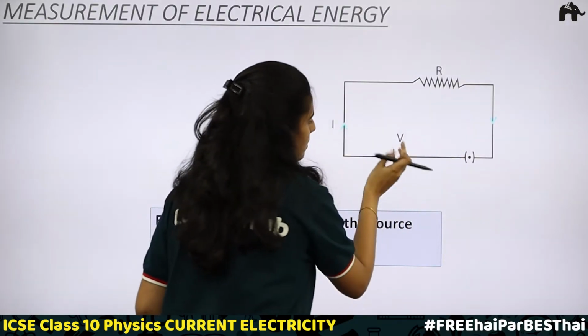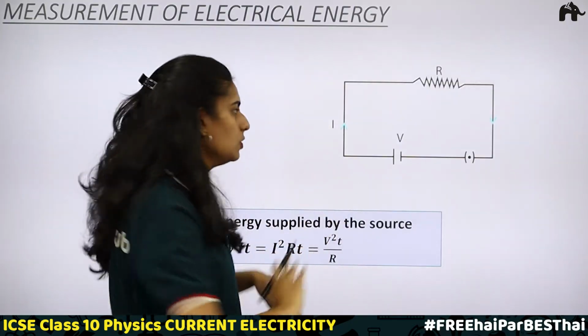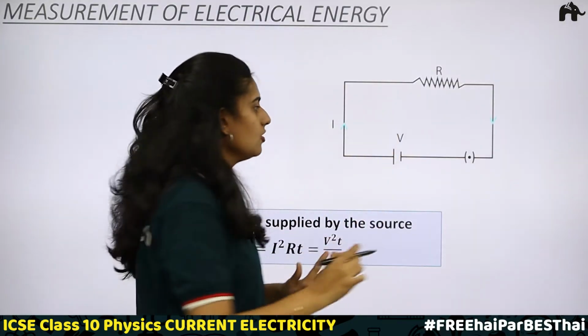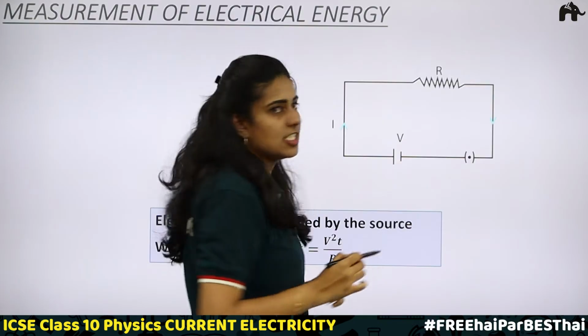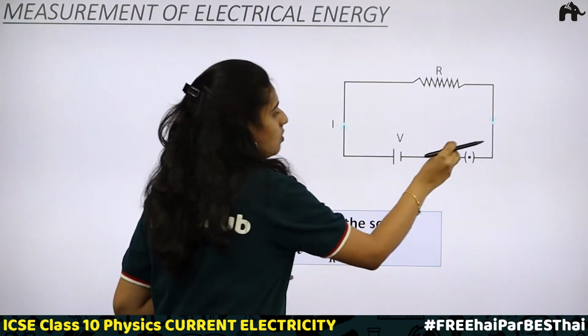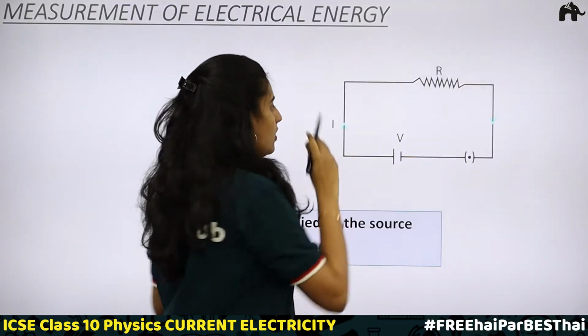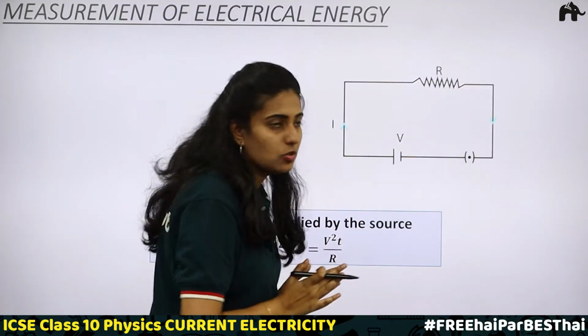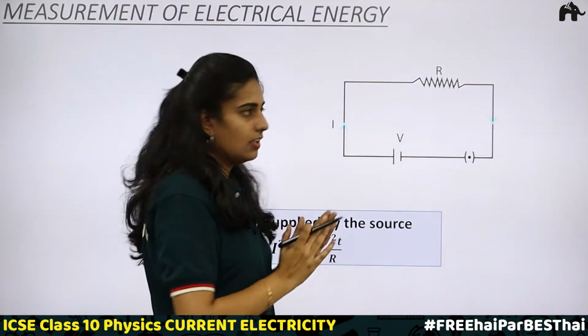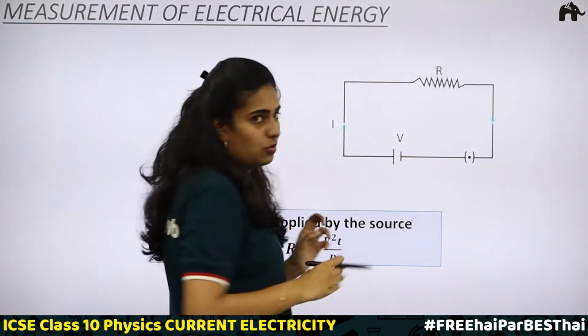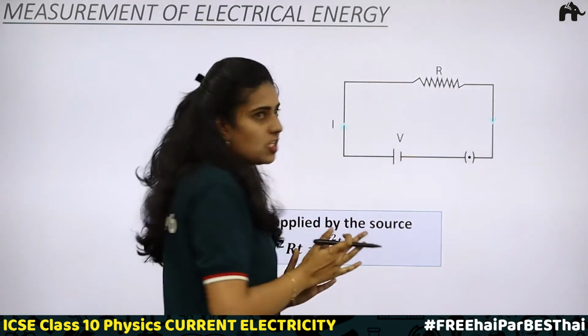From the positive terminal you can see the current flowing through the circuit due to the movement of electrons. This current will pass through the resistor R. Now when the key is plugged in, the current starts flowing. We are going to find how to calculate the electrical energy. We know that current flows due to the presence of charges.